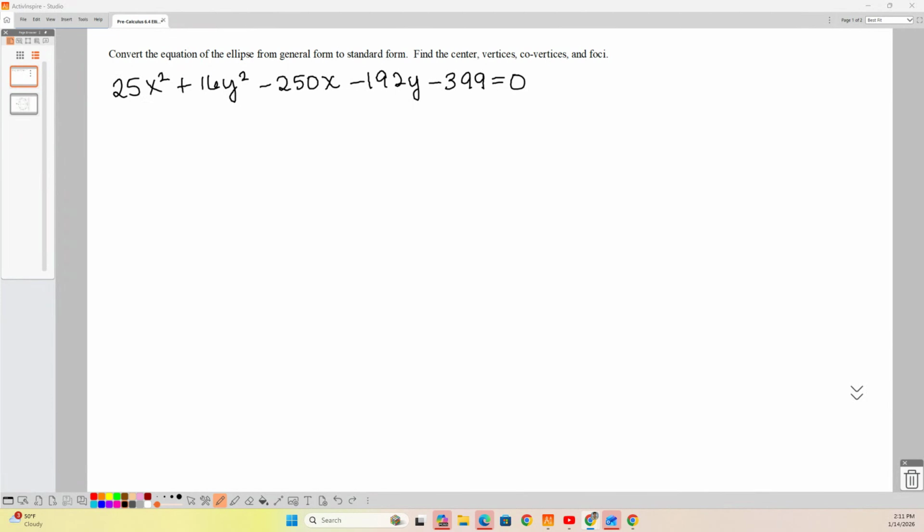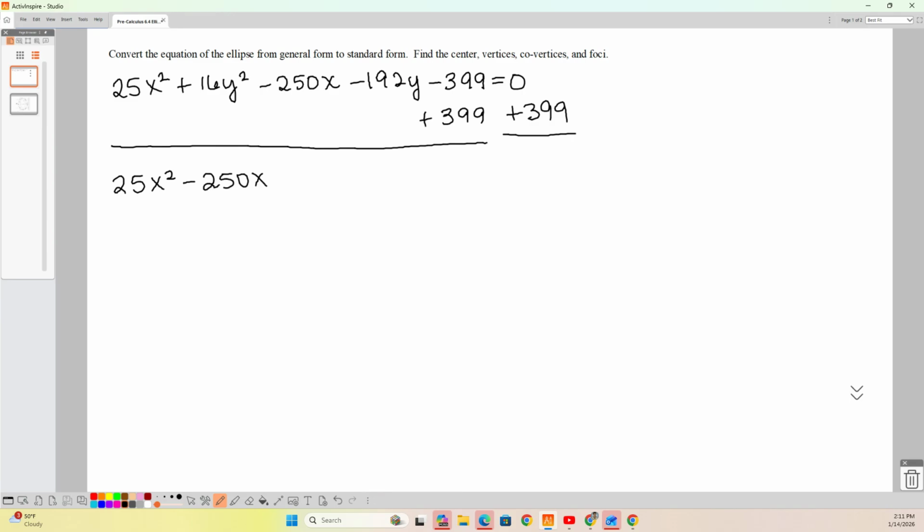So I want to have my constant on the other side of the equation. So let's go ahead and get rid of minus 399 by adding 399 to both sides. Also, I'll use the commutative property of addition to put my x terms together and my y terms together. So I have 25x squared minus 250x plus 16y squared minus 192y equals 399.